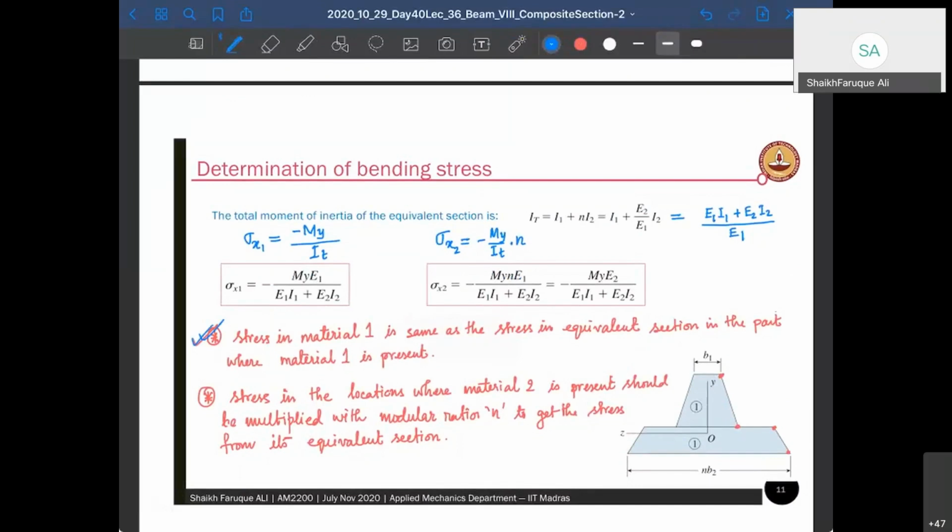But for material 2, it has to change because material 2 is different from your equivalent cross section. And that is why you find it like this. So sigma 2 is also equal to n times My by IT. So you just multiply with the n value to find the stresses in the second material. That's the formula that comes out at the end, and these are the formulas we already know from our last class.